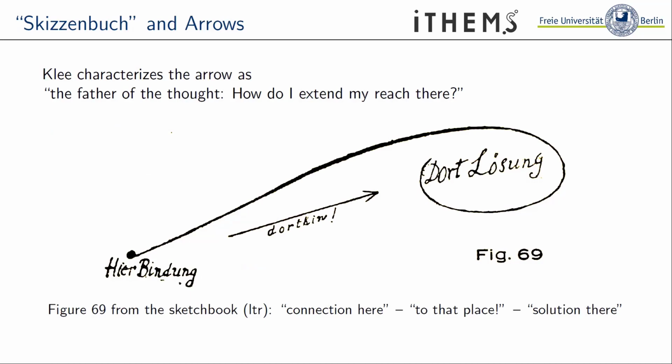In the Skizzenbuch, he devotes several chapters to arrows and the use of arrows. He characterizes the arrow as the father of thought. How do I extend my reach there? To him, this place where the arrow is pointing can never actually be reached by a human.